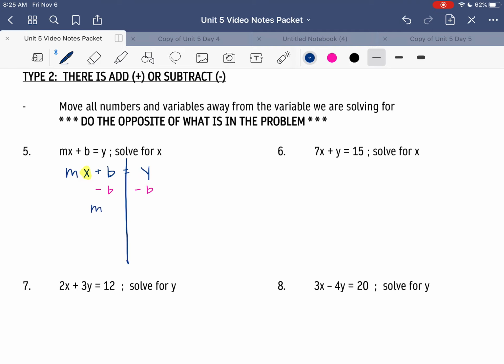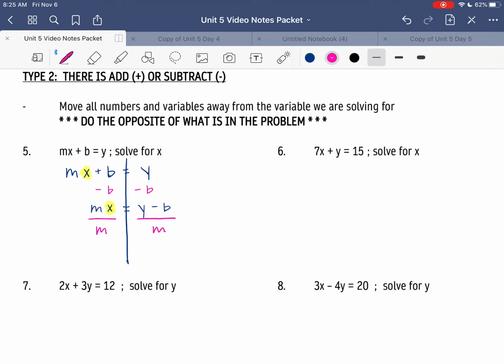That will leave me with mx equals y minus b. I can just write it as y minus b. Can't do anything more than that. Those are different variables, so I can write them as an expression, but I cannot actually combine them. And then we're still trying to get x by itself, so I need to get rid of that m. mx means m times x, so I'm going to divide by m. I'm going to divide everything by m, and I'm just going to write it as one big fraction.